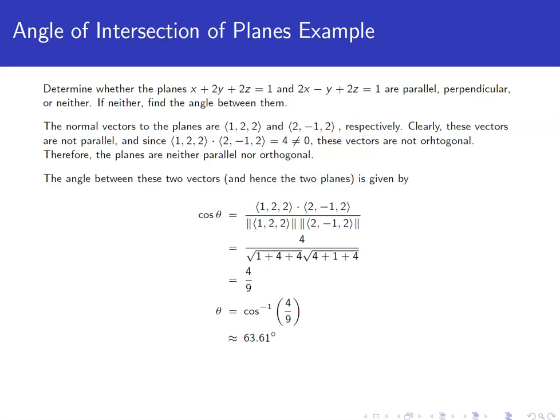All right, so in this case, our normal vectors are 1, 2, 2, and 2, negative 1, 2, respectively. Those are just the coefficients of the x, y, and z variables in the equations.